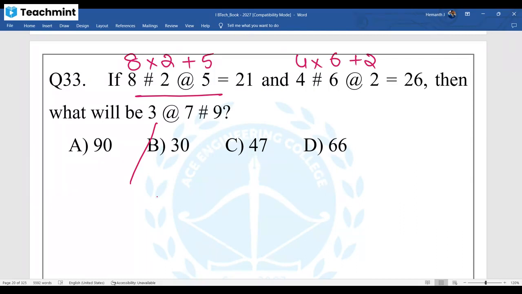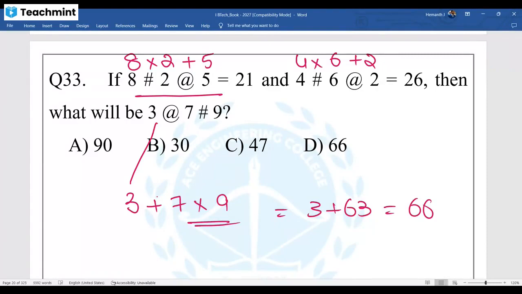First of all, here I gave an order reversed. In the question, hash is first, at the rate is next, whereas here I gave at the rate first and hash next. See why I said mistakes are possible: some people will do 3 into 7 plus 9 as multiplication first, then addition. 3 into 7 is 21, 21 plus 9 is 30, and that option is available. You may make that mistake. Some people go left to right: 3 plus 7 is 10, 10 into 9 is 90, and that option is available. But first we have to do multiplication, then addition. Whichever of the two mistakes you make, both are available in the options.